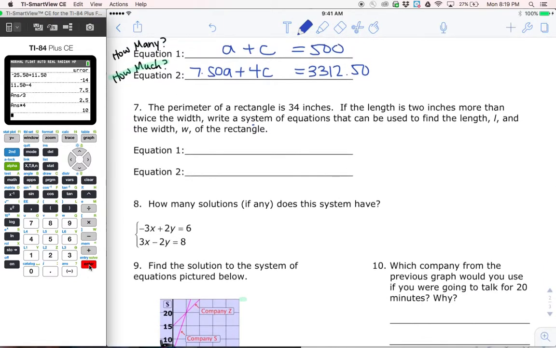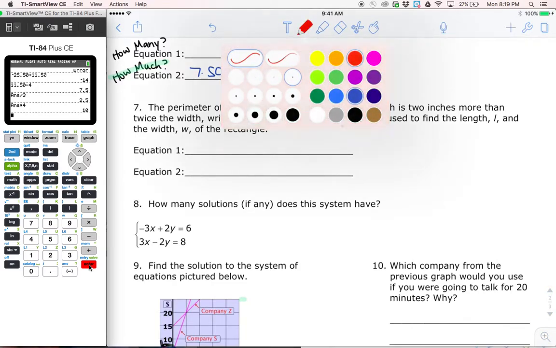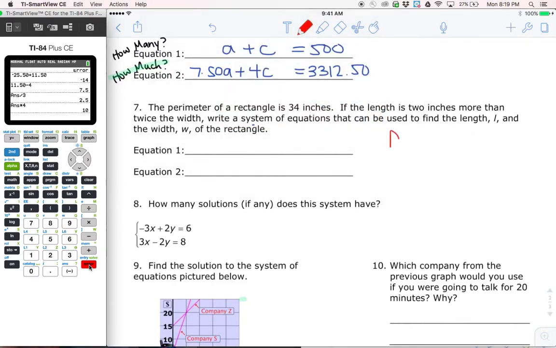All right, problem number 7. The perimeter of a rectangle is 34 inches. Y'all need to know the perimeter formula is 2W plus 2L. If you know this, which you should, you can write your first equation really pretty easily. 2W plus 2L is, in this problem, 34 inches. All right, there's one equation.